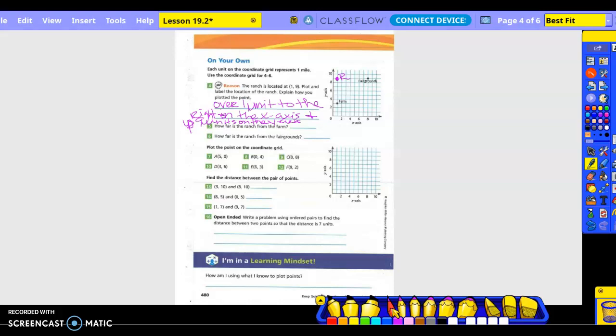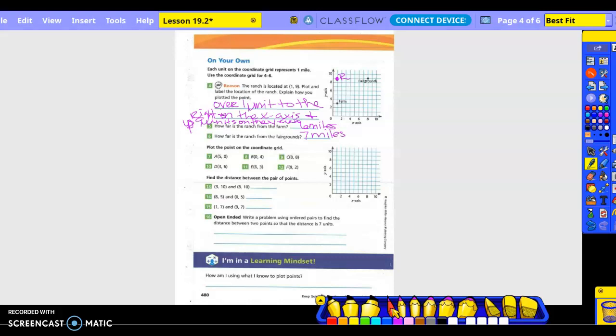Okay, how far is the ranch from the farm? So how many units apart are they? One's at 3 and one's at 9. So 6 miles, because they told us each unit was a mile. How far is the ranch from the fairgrounds? So the ranch is at 1 unit, and then the fairground is at 8, so 7 miles.